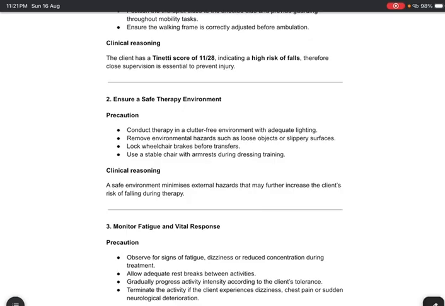Secondly, the therapy environment was kept safe and free from hazards. The treatment area was kept clutter-free with adequate lighting. Loose objects and slippery surfaces were removed where possible. Wheelchair brakes were locked during transfer, and a stable chair with armrest was used during dressing activities. This was important because environmental hazards may further increase Mr. K's risk of falls.